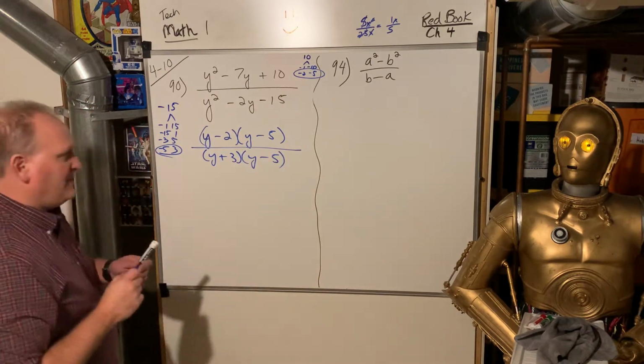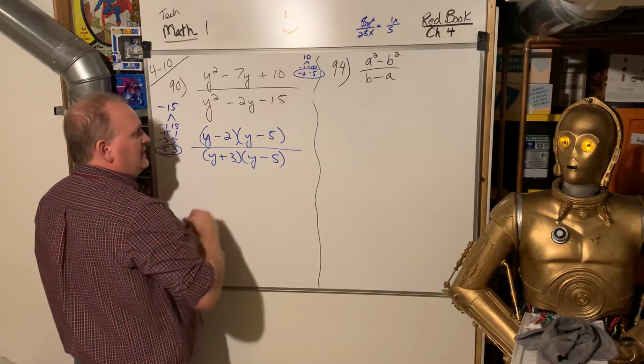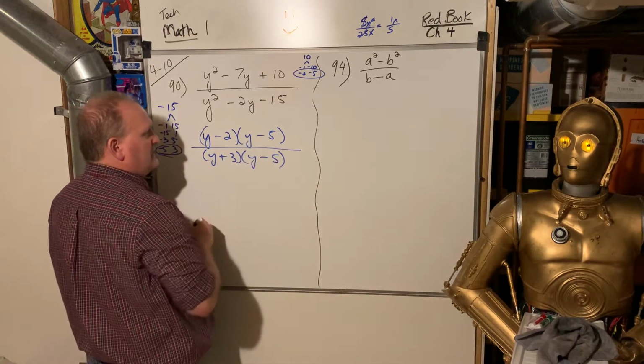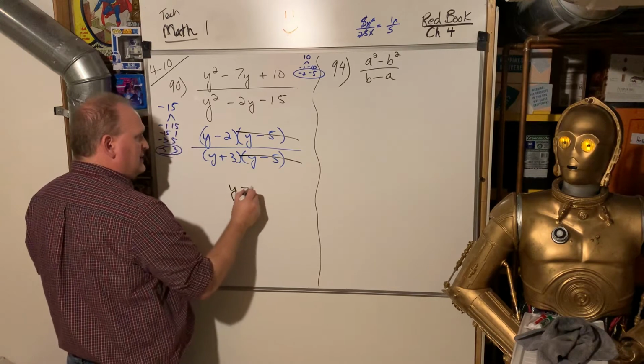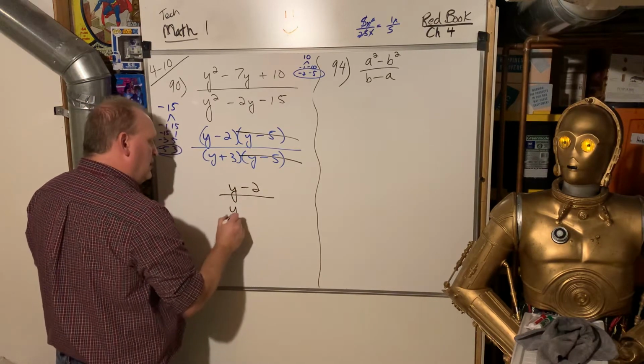Now see what happens. I have them factored, and this is the exact same binomial on top and bottom. So I can cancel that off, and that's my answer. Y minus 2 over y plus 3.